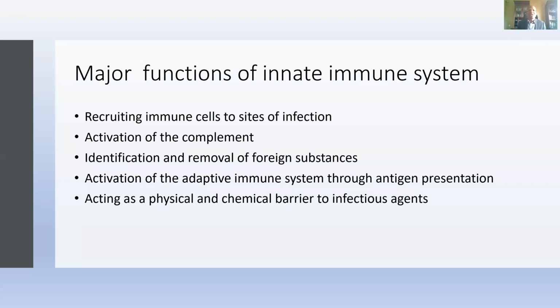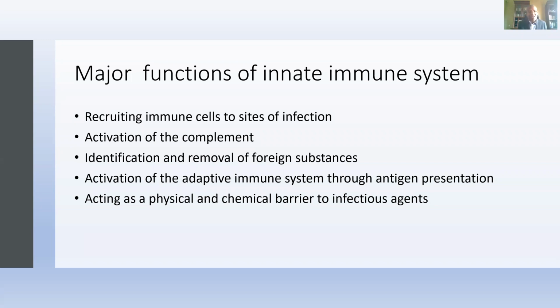Now, if we ask you, having said all these things, what is the function of the innate immune system? There are 5 of them I would want you to remember. One of them is recruiting immune cells to the site of infection. So when you get infected, the innate immune system will be very important in ensuring that immune cells are called to the area where the infection is occurring.